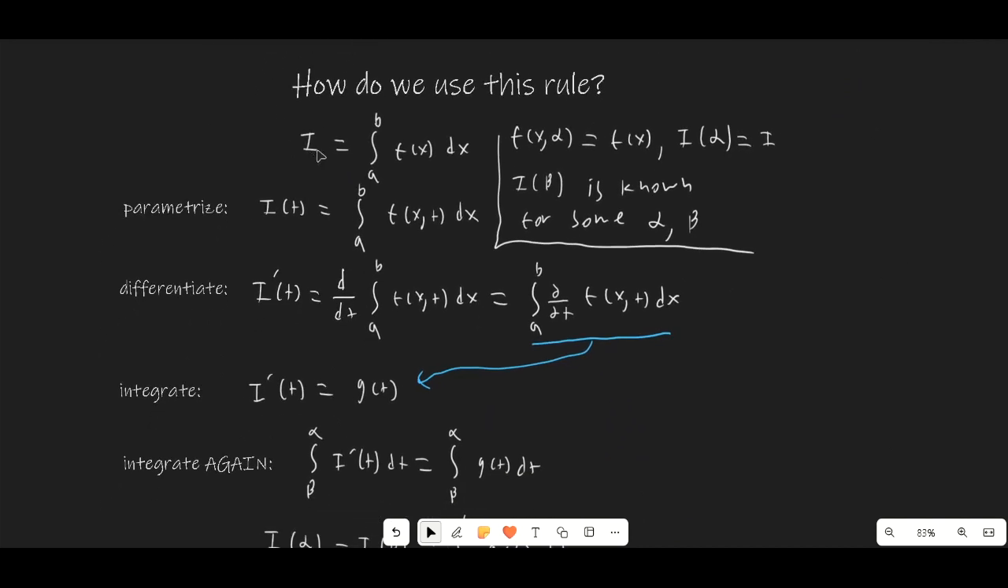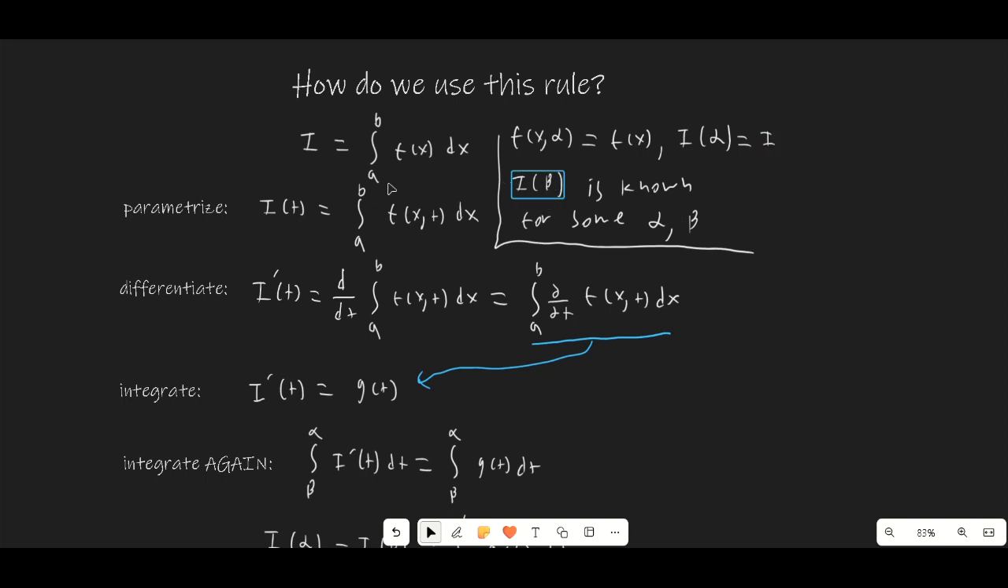So let's say I'm trying to find this integral I, and this integral I is the integral from a to b of f of x dx. And f of x doesn't have an elementary antiderivative, so I have to instead use another method. So we're going to introduce a parameter, which is essentially just adding in this variable t. So I of t is going to be equal to the integral from a to b of f of x and t dx. Now I want f of x and alpha to equal the original f of x for some value of alpha. What this means is if I plug in t equals alpha, then I of alpha is just going to be our original integral I.